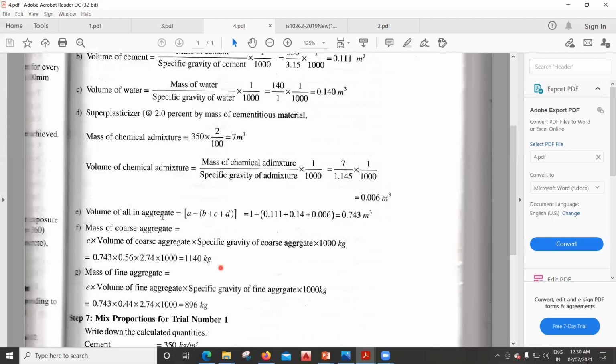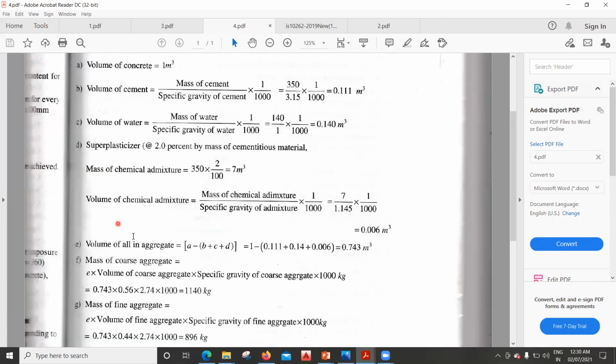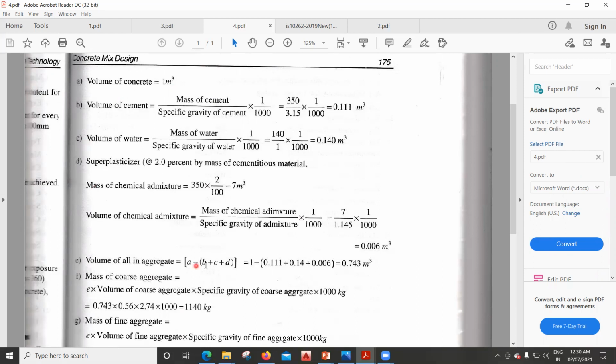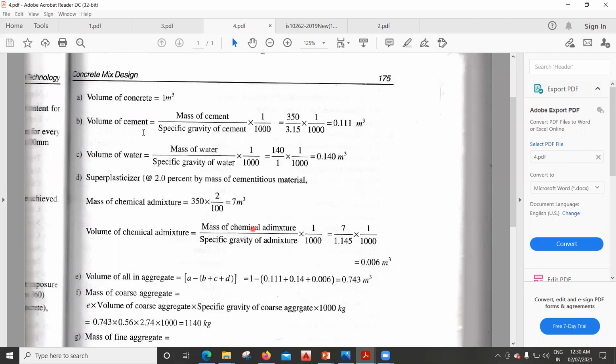Next, volume of all-in aggregates is very simple. How do you find volume of all-in aggregates? Whatever is the volume of concrete, from that you deduct all these things. That is A minus B minus C minus D. That's it. That means A minus (B plus C plus D). A is how much? 1 cubic meter always. Minus volume of cement, 0.11. You open a bracket here. So 0.11, you will add that, plus volume of water 0.140, plus 0.006. If you do this, this is the volume of all-in aggregates, that is 0.746 cubic meter.